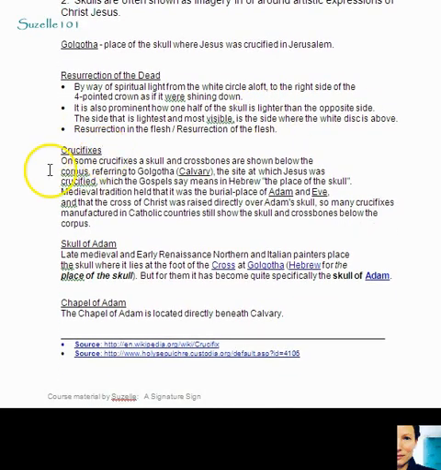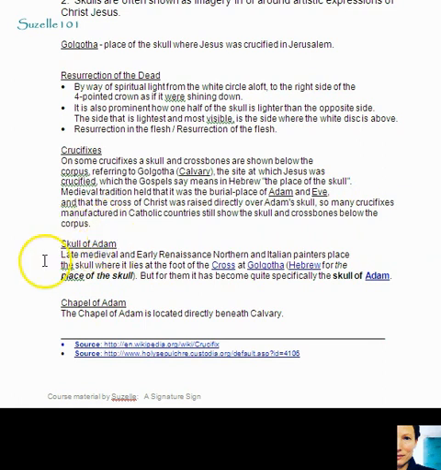Let's look at crucifixes. On some crucifixes, a skull and crossbones are shown below the corpus, referring to Golgotha, Calvary, the site at which Jesus was crucified, which the Gospels say means in Hebrew, the place of the skull. This is also mentioned in the Bible. Medieval tradition held that it was the burial place of Adam and Eve, and that the cross of Christ was raised directly over Adam's skull, so many crucifixes manufactured in Catholic countries still show the skull and crossbones below the corpus.